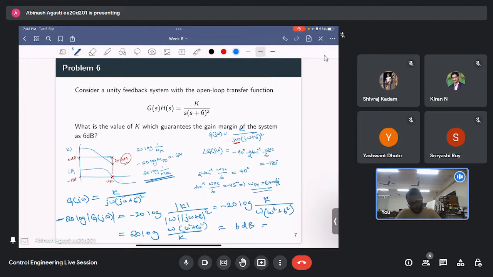This is the gain margin. We want the gain margin to be 6 dB. So at the phase crossover frequency, we can plug in the value of the phase crossover frequency as 6 radians per second that we found out. Then what we'll have is 6 into (6 square plus 6 square) by K, and 20 log of that is 6 dB. So from that we can solve for the value of K. Is that correct?